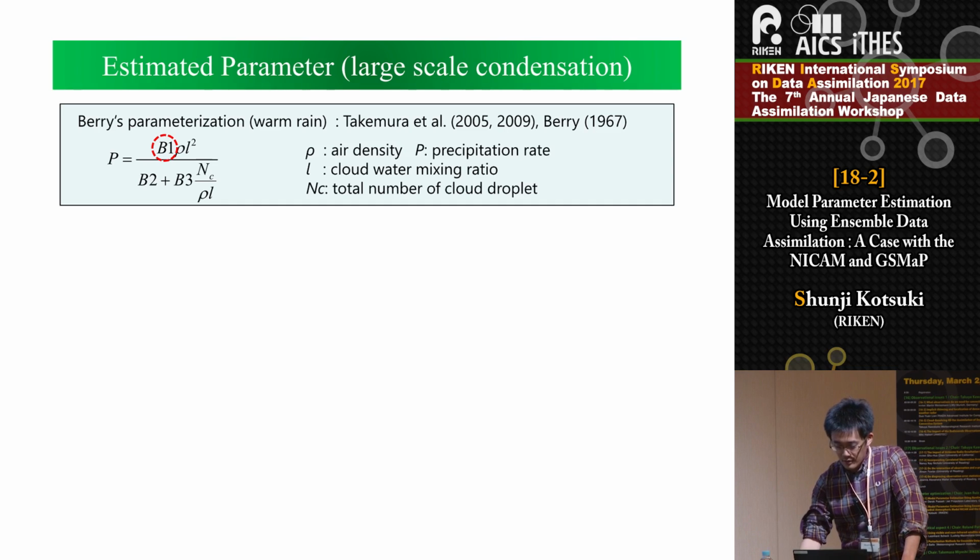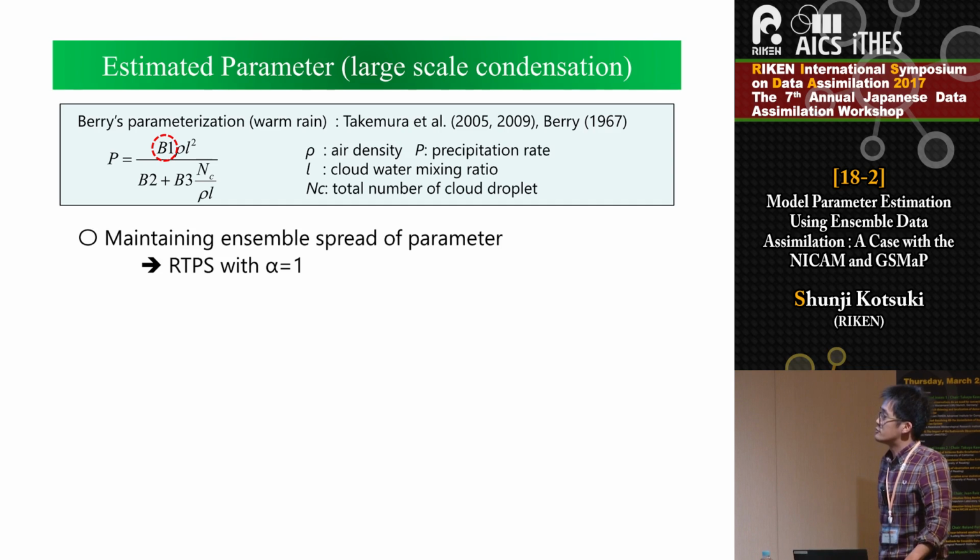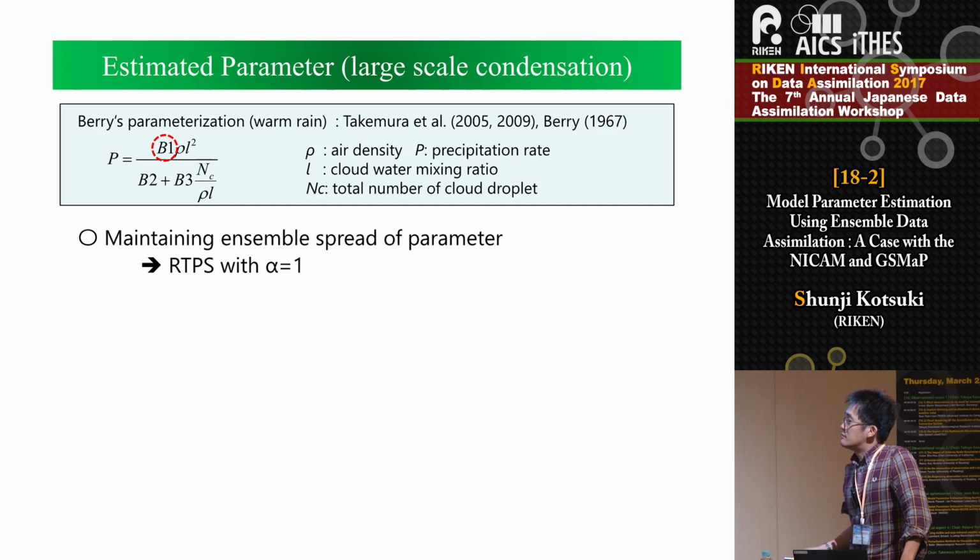And we have two special treatments to conduct the parameter estimation. One is maintenance of the ensemble spread. Unlike model variables, the ensemble spread never grows during the forecast, and we need to maintain the ensemble spread. And here we use relaxation to prior spread with alpha equal 1.